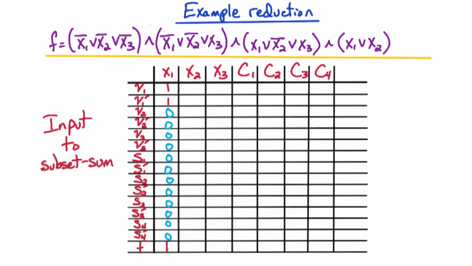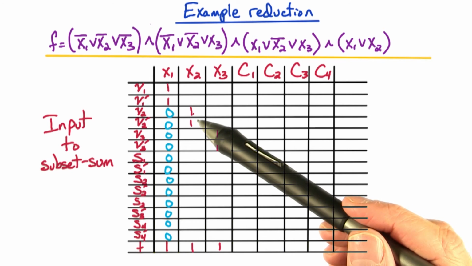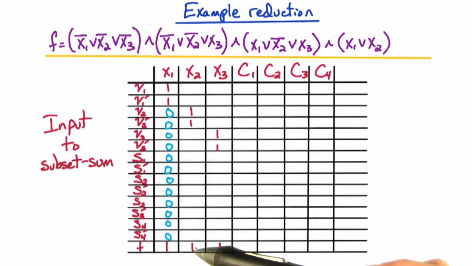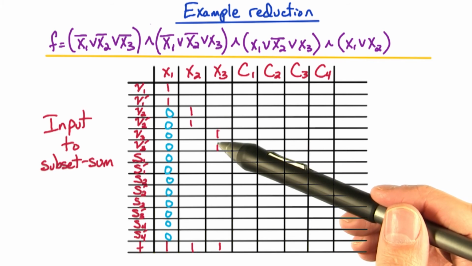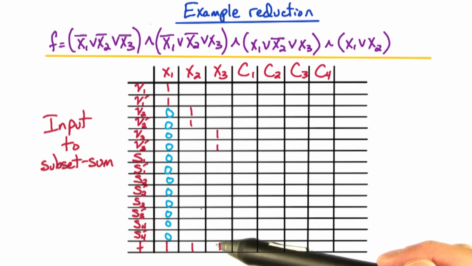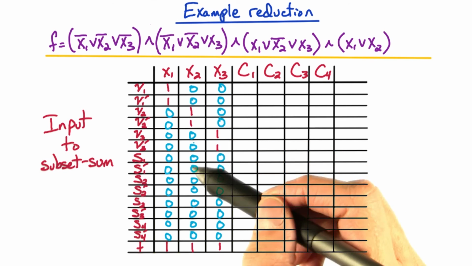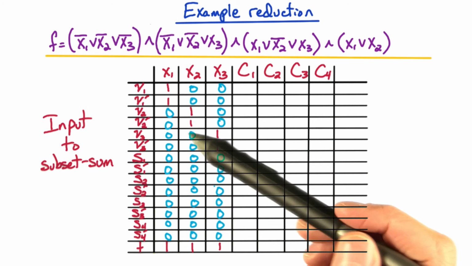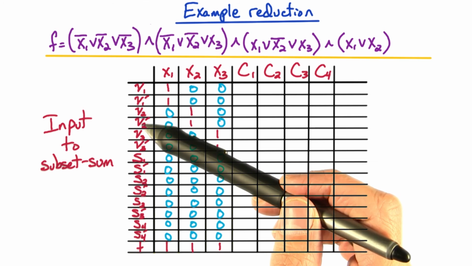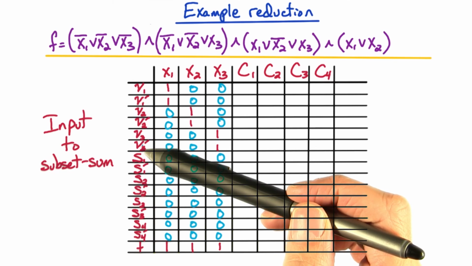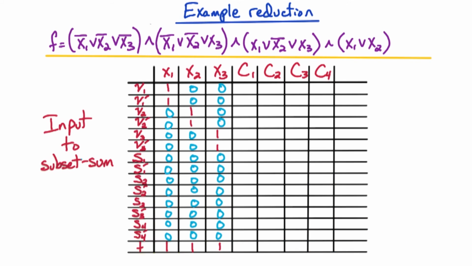Similarly, we put a 1 in the second digit for v2 and v2 prime and for t. And in the third digit, we put a 1 for v3, v3 prime, and t. And we put a 0 for all other numbers in the second and third digits. This ensures that exactly 1 of v2 and v2 prime is in the subset, and exactly 1 of v3 and v3 prime is in the solution to the subset sum problem.